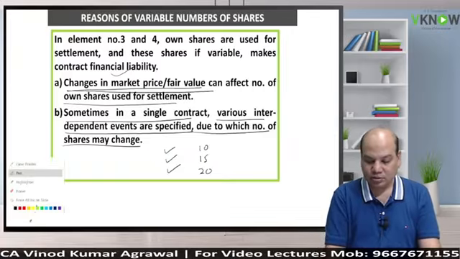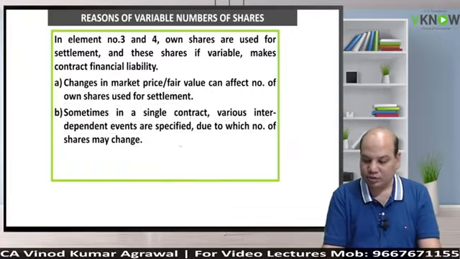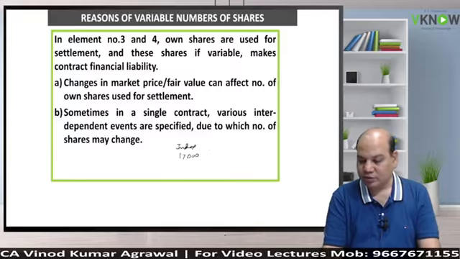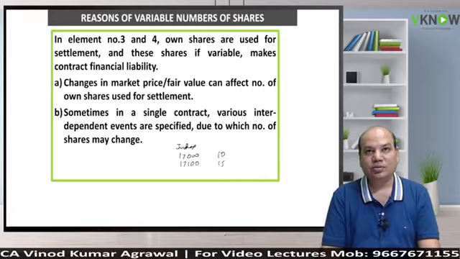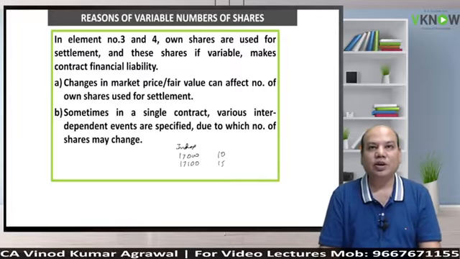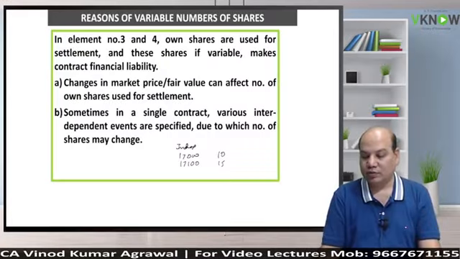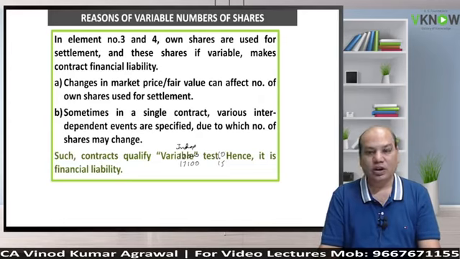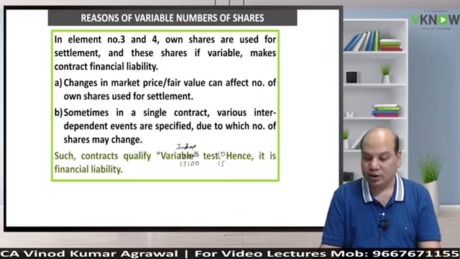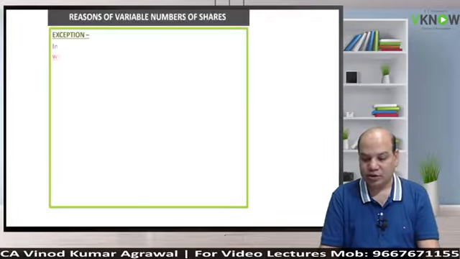If the Nifty index goes to 17,000, we will pay you 10 share. If the index is 17,100, I will pay you 15 shares. So the number of shares to be issued are varying. This kind of contracts are called financial liability. Such contract qualify variable test, hence it is a financial liability.